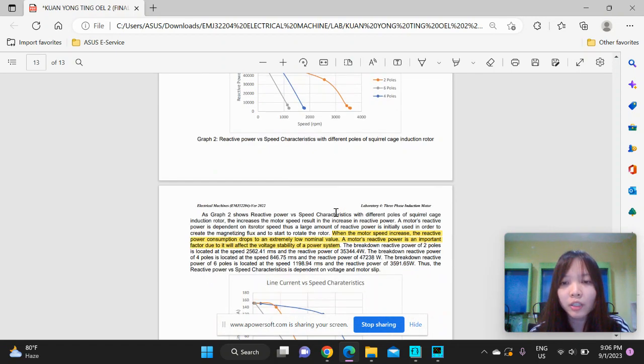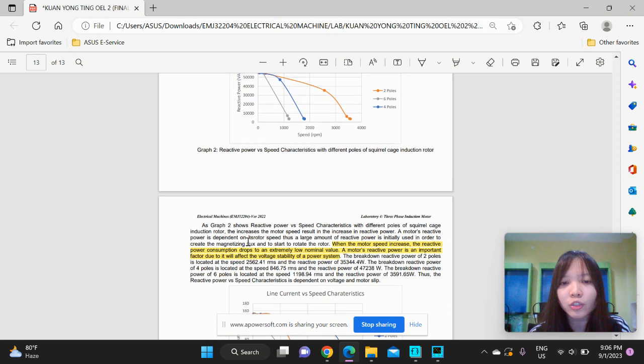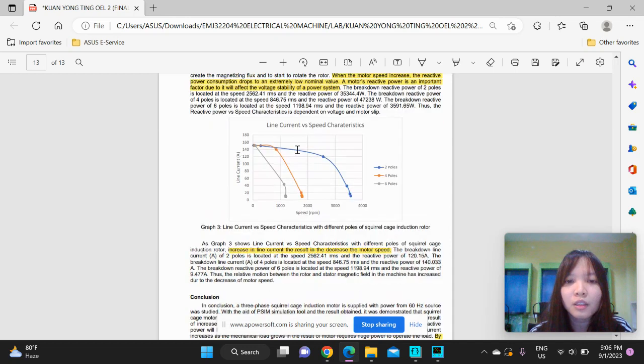So when the motor speed increases, the reactive power consumption drops to an extremely low nominal value. The motor's reactive power is important because it will affect the voltage stability of a power system. The next one is the line current versus speed characteristic. As you see, with the increase in the line current, there is a decrease in the motor speed. Thus the reactive motion between the rotor and stator magnetic field in the machine has increased due to the decrease of the motor speed here.